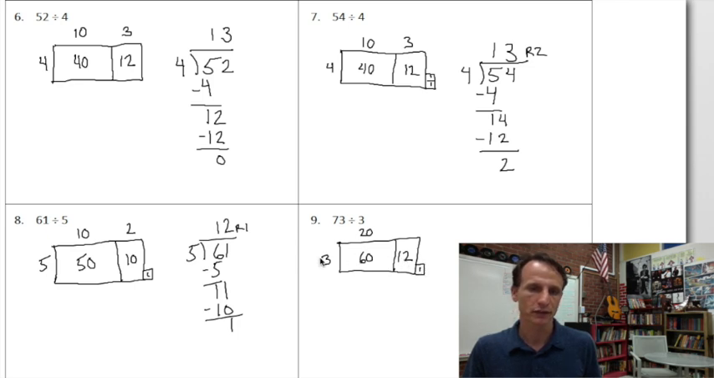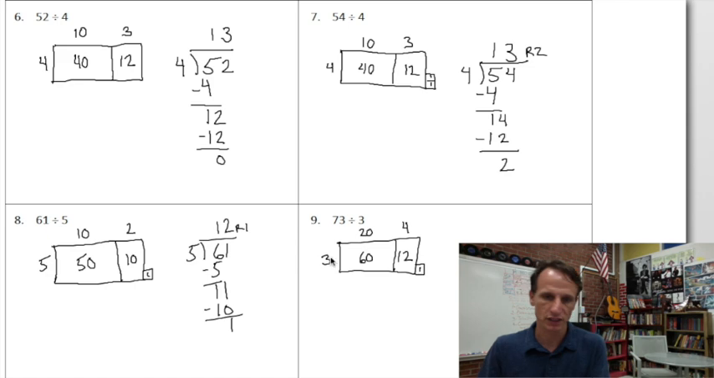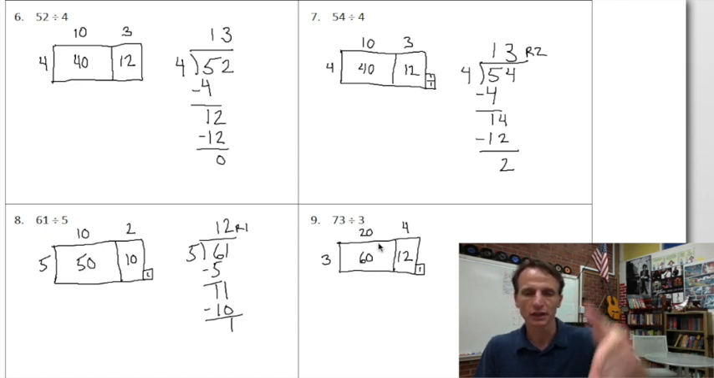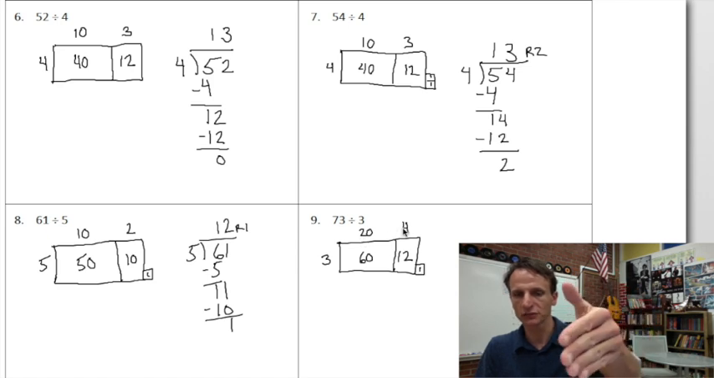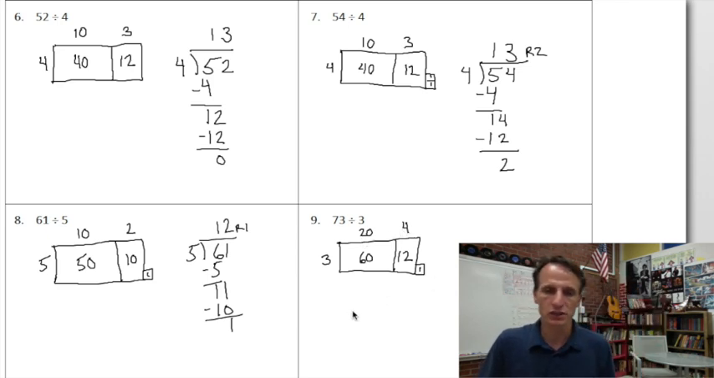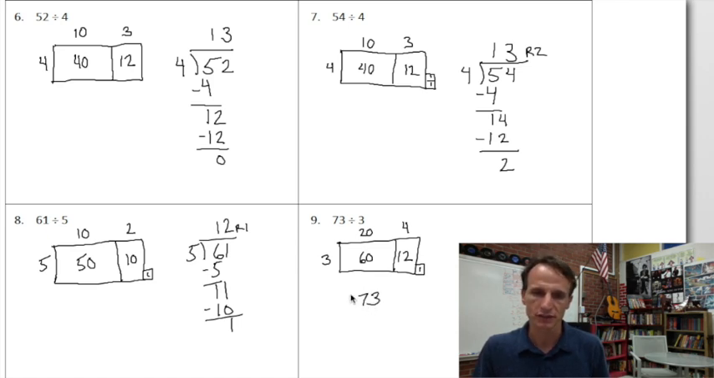Because 12 divided by 3 is 4. Okay, so look, there are 20 3s in 60. There are 4 3s in 12. And here's our 73. 60, 12, and 1 is 73. Our quotient is 20 and 4, 24. And we should get the same quotient when we divide out here in long division. So 73 divided by 3. How many 3s in 7?